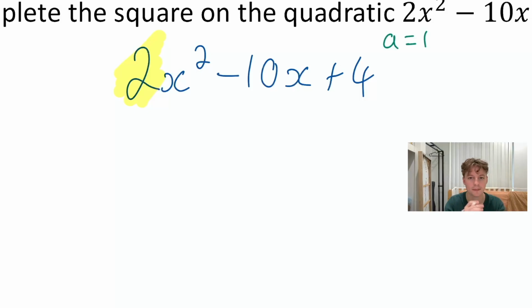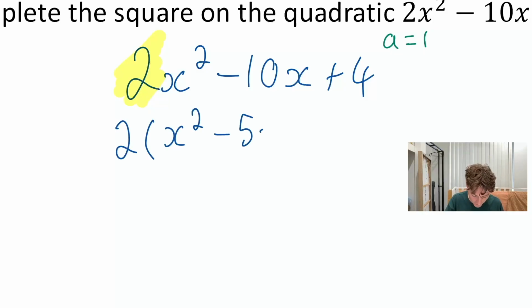A has to equal 1. So no fractions, whole number, x squared plus or minus something. So how we complete the square on a question like this is I need to take out a common factor. So I take out my common factor of 2, and then I'm left with x squared minus 5x plus 2 inside my brackets. Again, we can always expand. 2 times x squared gives 2x squared. 2 times negative 5x gives negative 10x. 2 times 2 gives 4. It's the same quadratic. I've just taken out a common factor first.